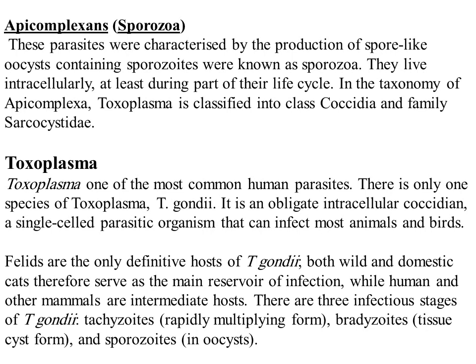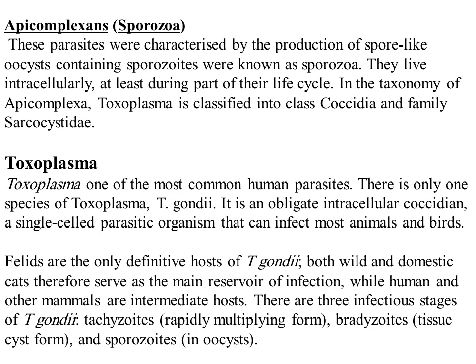It requires more than one host. Felids are the definitive host of Toxoplasma, while wild and domestic cats therefore act as a reservoir for the infection. Humans and other mammals are intermediate hosts. I mean they have three types of host: definitive, intermediate, and reservoir.